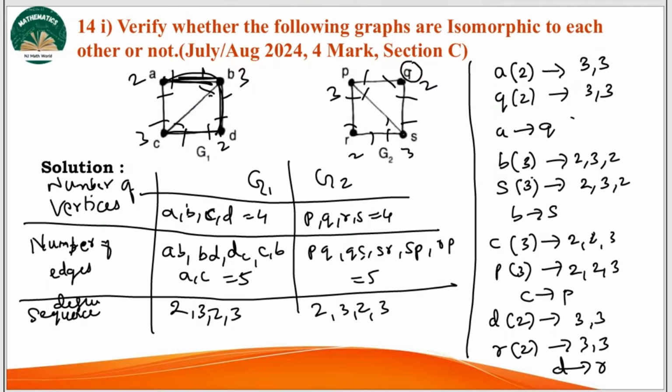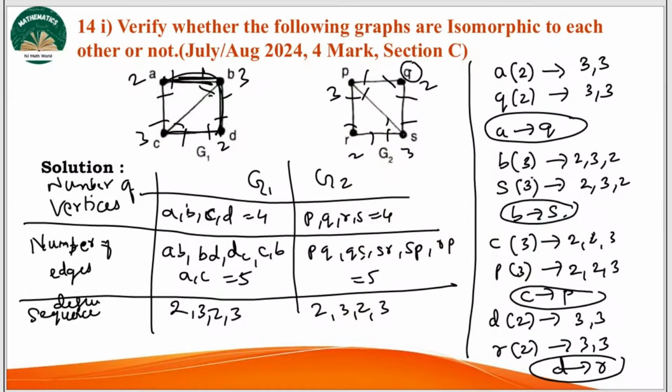Therefore, we can find that the corresponding vertices are retained in both graphs. Therefore, the given graphs G1 and G2 are isomorphic, because they satisfied all four conditions.